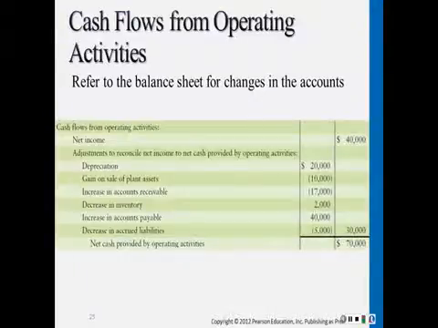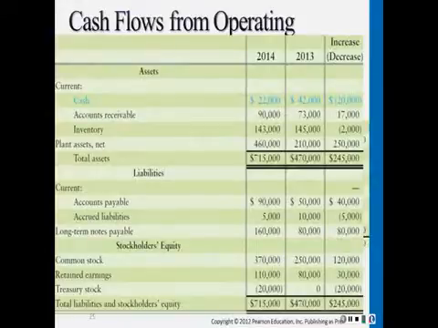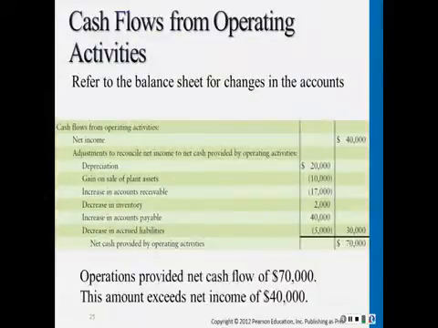The adjustments from the income statement and balance sheet are now added to our statement of cash flows format. Refer to the back sheet for changes in accounts receivable, inventory, accounts payable, and accrued liabilities. Operations provided net cash flow of $70,000. This amount exceeds net income of $40,000.